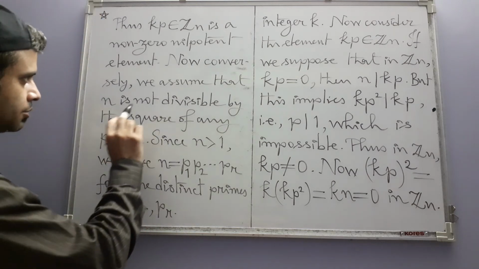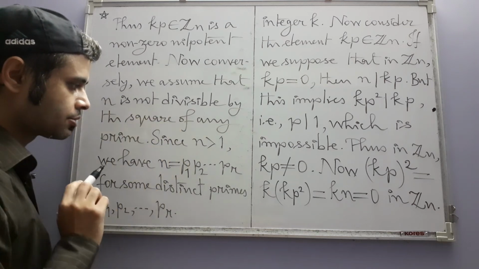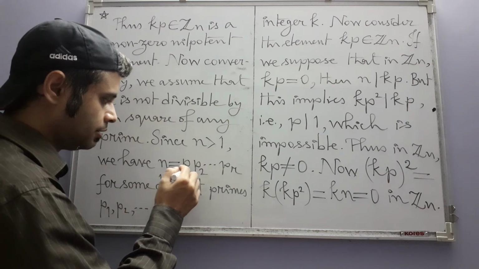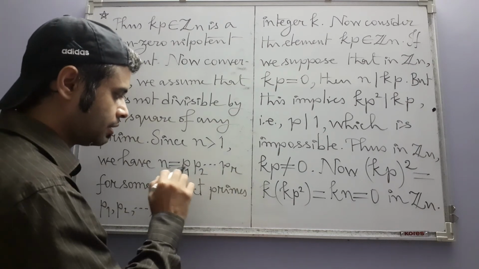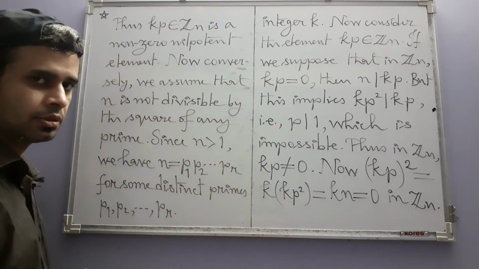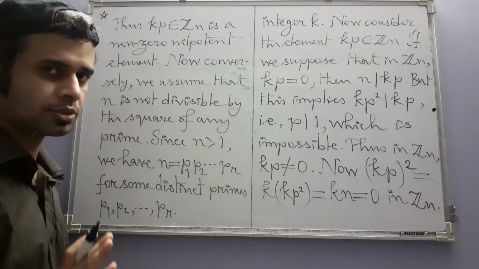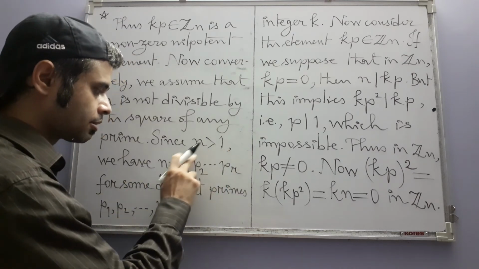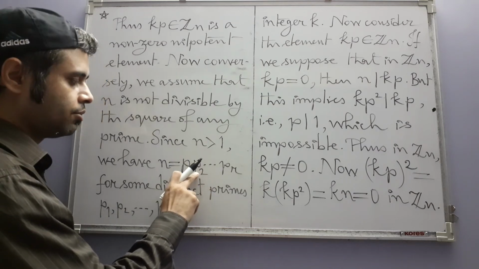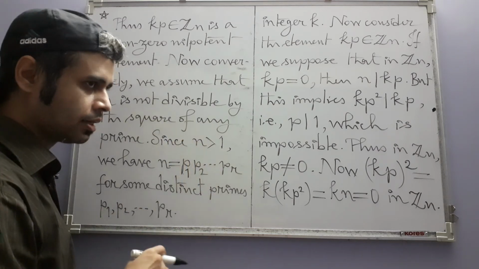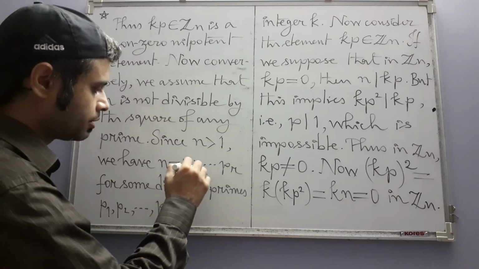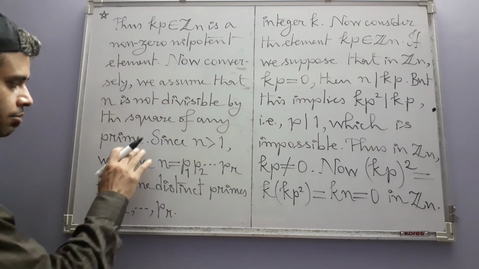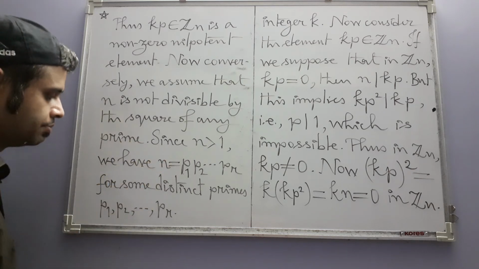Now, our assumption that n is not divisible by the square of any prime implies that in that factorization, distinct primes will appear in their first powers. That is, no squares or cubes or anything, because if you have such higher powers, say p2 to the power n, where n is at least 2, then p2 square will divide n, which is what we are assuming is not true.